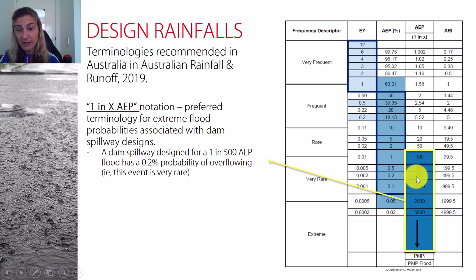So let's have a look here. We are talking about this design flood. This design flood has only a 0.2% probability of being equaled or exceeded. So if we design a dam for a 1 in 500 AEP flood, that means that dam has a 0.2% probability of overflowing.